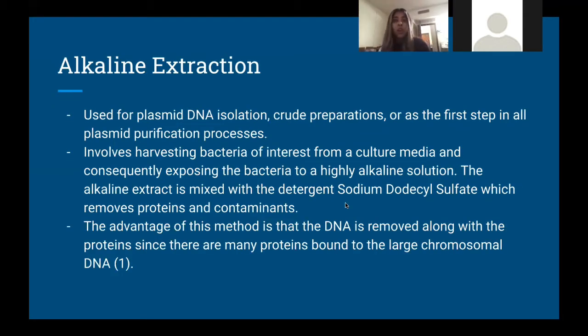The alkaline extraction is used for plasmid DNA isolation, crude preparations, or as the first step in many plasmid purification processes. This involves harvesting the bacteria of interest from a culture media and consecutively exposing the bacteria to a highly alkaline solution. The alkaline extract is mixed with the detergent sodium dodecyl sulfate, which removes proteins and contaminants. The advantage of this method is that the chromosomal DNA is removed along with the protein, since there are many proteins bound to the large chromosomal DNA.